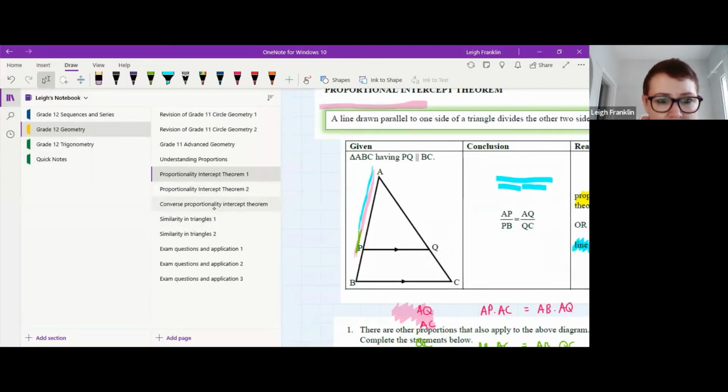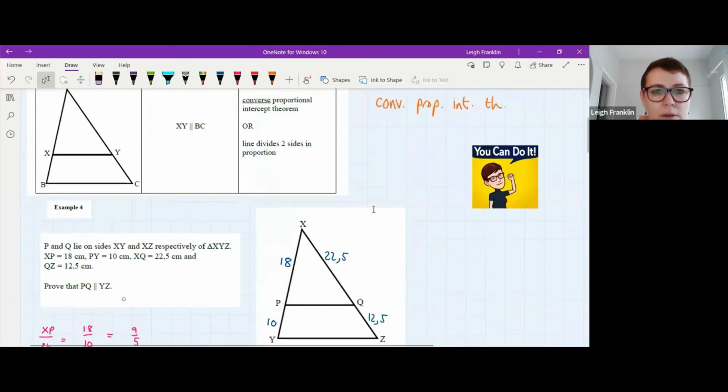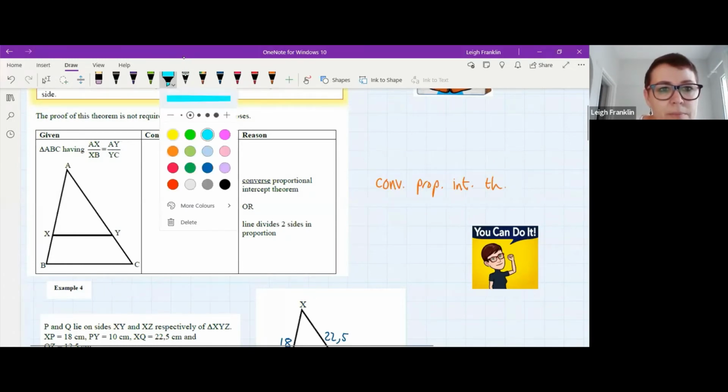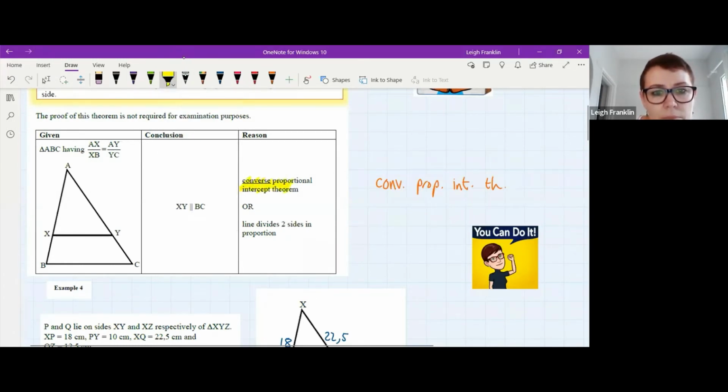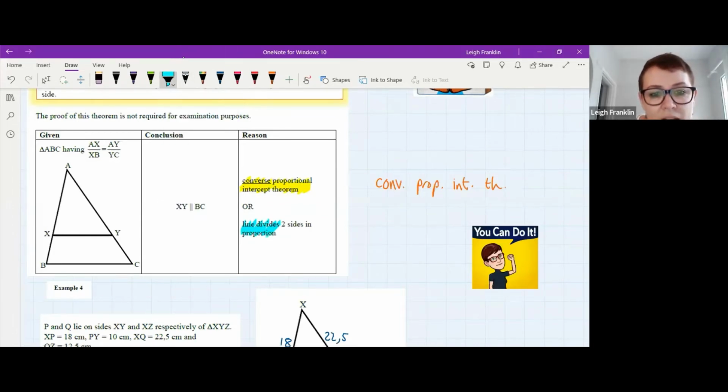All right, so now coming back to where we were here. It's converse proportionality intercept theorem as the converse, or you can say line divides two sides in proportion. Either of those reasons would be acceptable. Maybe that's what your teachers are saying at school. Line divides two sides into proportion is exactly the same thing as converse proportionality intercept theorem. Matrix, it's a pleasure, Bopelo, no problem.